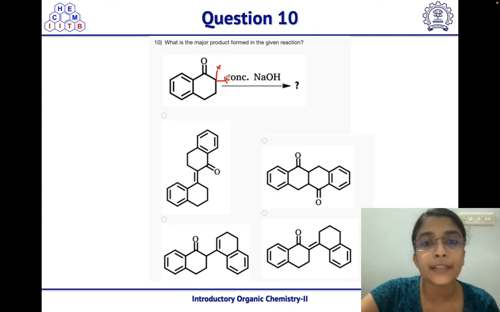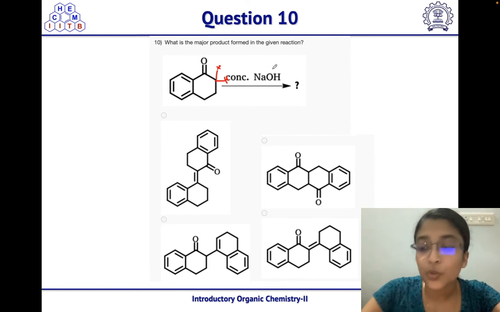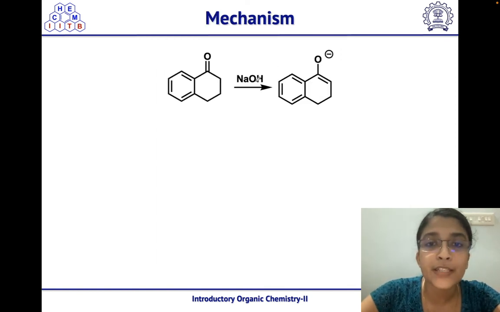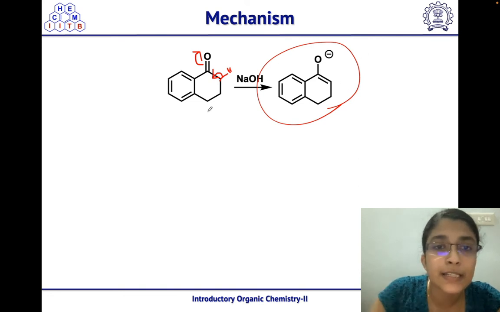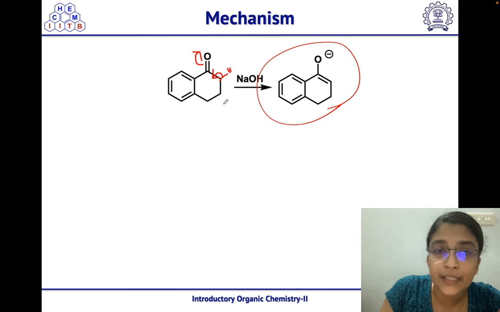So, what will happen in this reaction? In the presence of NaOH, this enolate will generate. NaOH will abstract the proton from this side, and it will shift in this fashion. So we will get this enolate. Now, what is the possibility? Again, in the system, there will be ketone present. This ketone will be present in the system again.